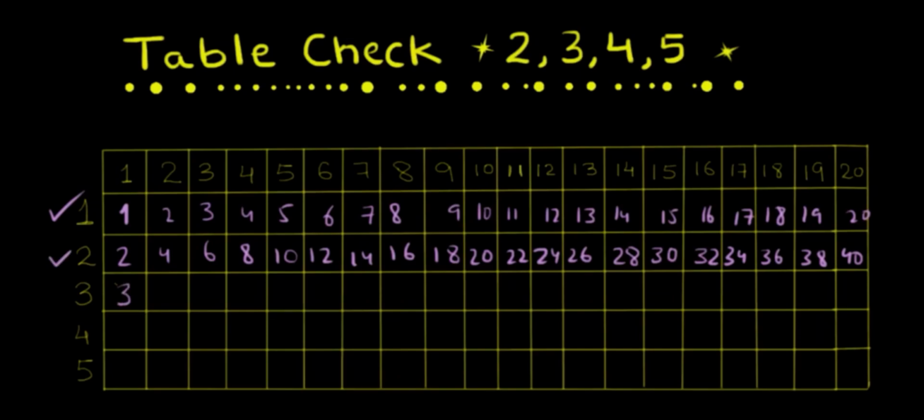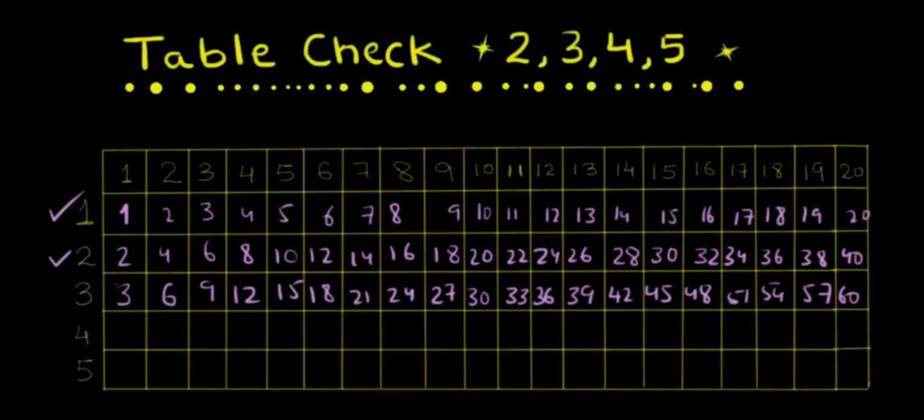3 times 3, 1, 3, 6, 9, 12, 15, 18, 21, 24. Pick a mistake if you can. If I make a mistake, I'd like it if you can pick it and then post it in the discussion forum underneath. That would be great. 42, 45, 48, 51, 54, 57, 60. Table of 3 done.